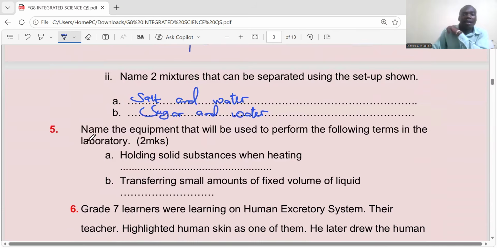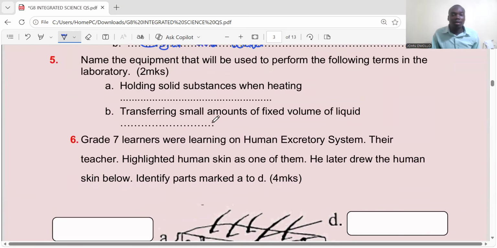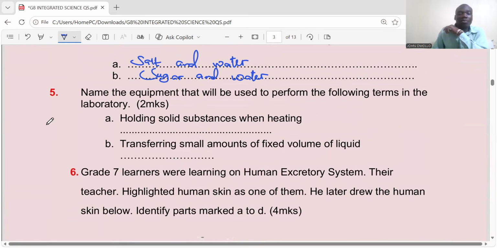Let's move to number 5. Name the equipment that will be used to perform the following in the laboratory. Number 1, holding solid substances when heating. So when you want to hold a solid substance when heating, number 1, we can use a beaker. Number 2, we can use a test tube. Number 3, we can use a boiling tube. Still, we are holding substances. Are you getting that? So those are some of the equipment that we can use in holding solids.